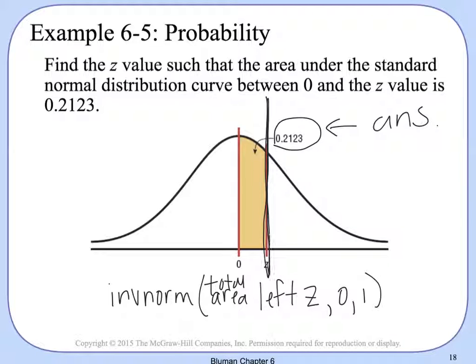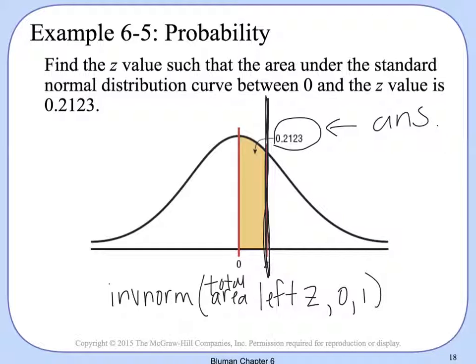So inverse norm actually does use the running total, so it needs to know what is all of this to the left in order for it to give us this one z value, because you don't get to give it two values, okay? So you have to tell it how much area is to the left of this value.